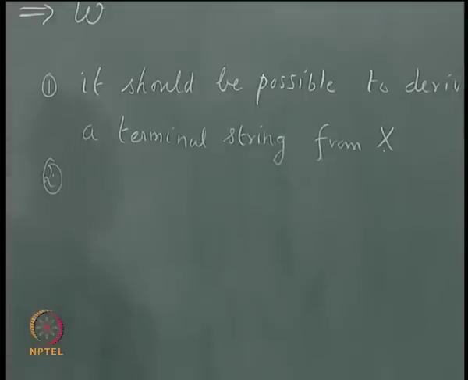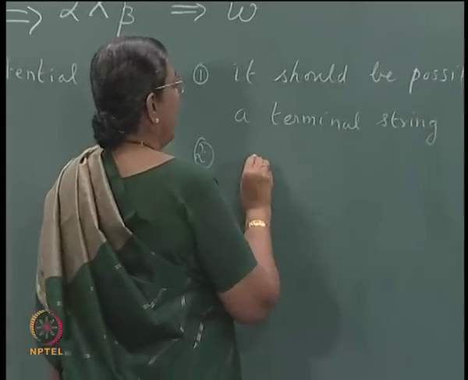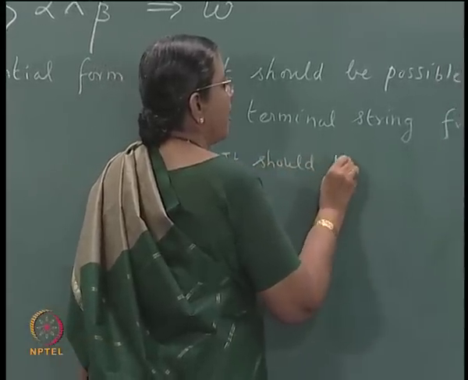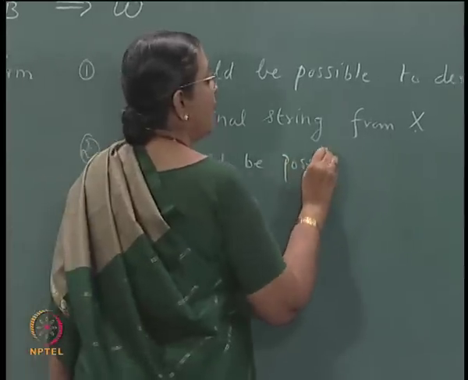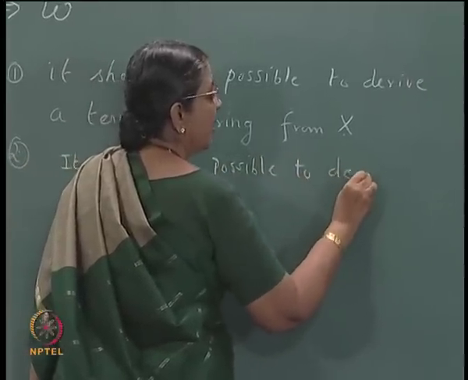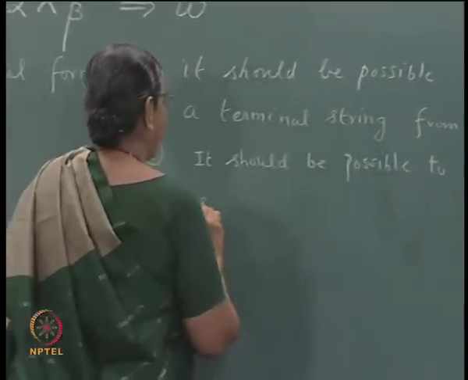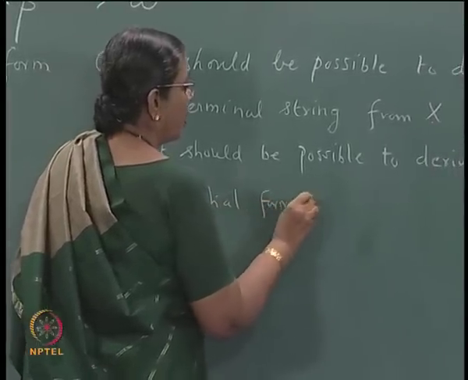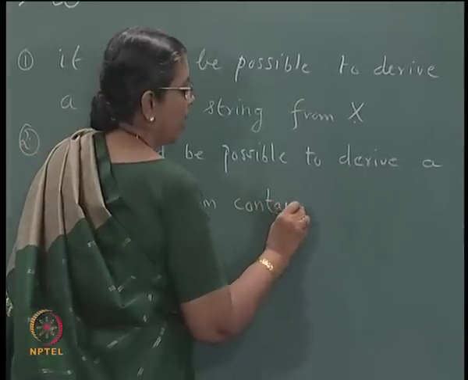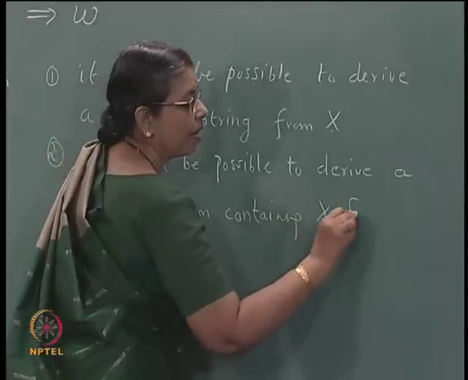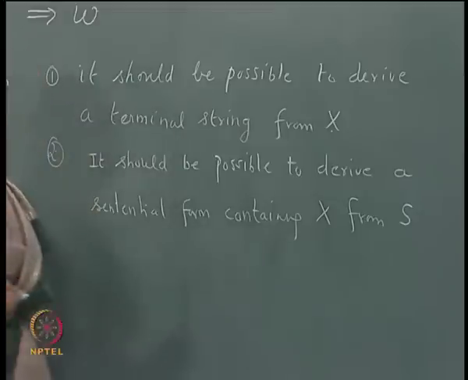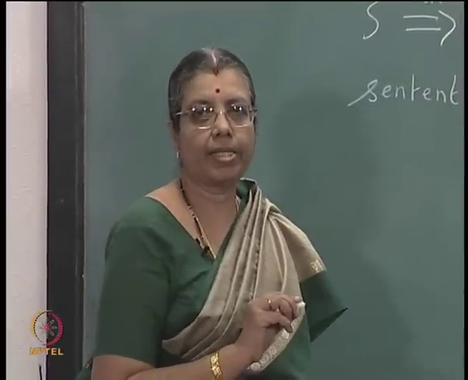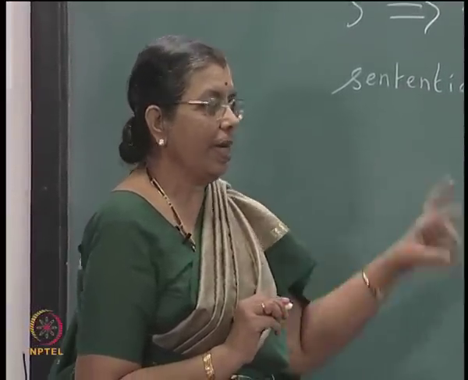The second condition is it should be possible to derive a sentential form containing X from S, or in other words, sometimes it is also put in as X is reachable from S. There are two conditions.